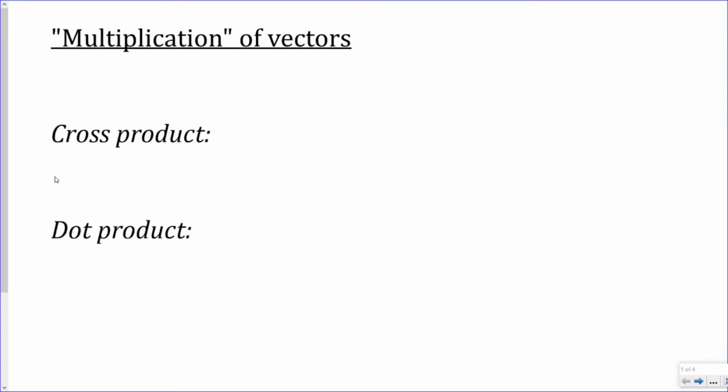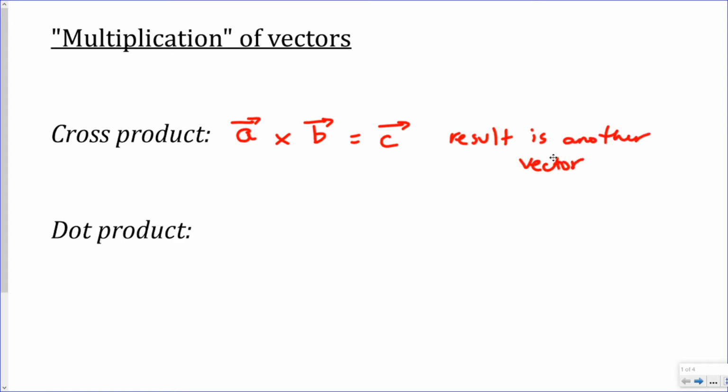So when we multiply vectors, we can do it one of two ways. The first way, and what you would probably be most familiar with, would be the cross product. So if I have two vectors, A times B, and we call this the cross product when we put an X here. When you multiply two vectors together, you would expect to get some other vector, vector C. So when you find the cross product, you find another vector. So we'll just write here, the result is another vector. Okay, so that's what you would think of as regular multiplication probably.